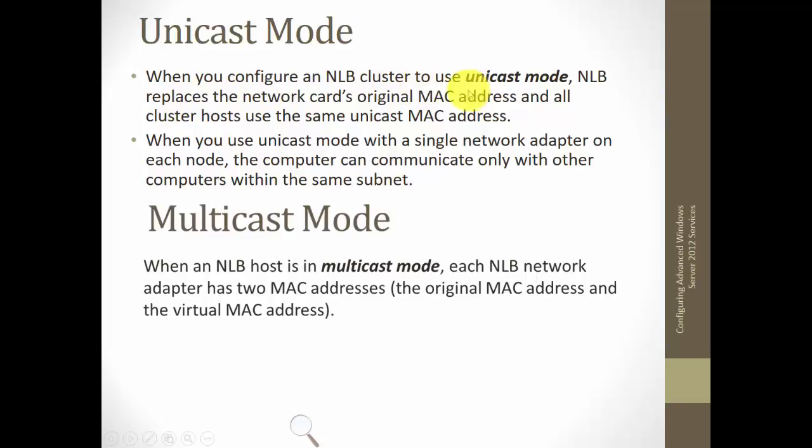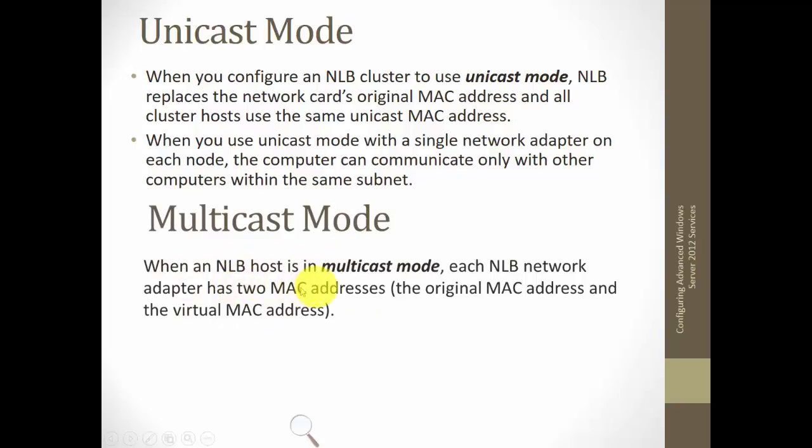When you configure an NLB cluster to use unicast mode, NLB replaces the network card's original MAC address, and all cluster hosts use the same unicast MAC address. In multicast, every network card's MAC address is used, while in unicast one MAC address is shown to the external switch. When you use unicast mode with a single network adapter on each node, the computer can communicate only with other computers within the same subnet, and it's not going to send traffic to other computers. That's why nobody uses unicast, right? Multicast mode, or if you are a small network with one network card in the computer, because you don't want to spend money, or you don't have a tech guy who can tell you what to do.